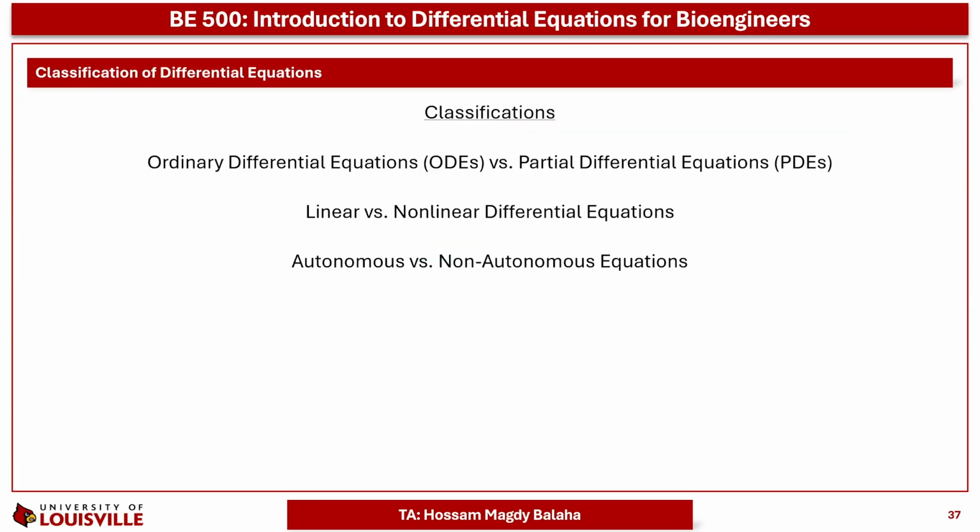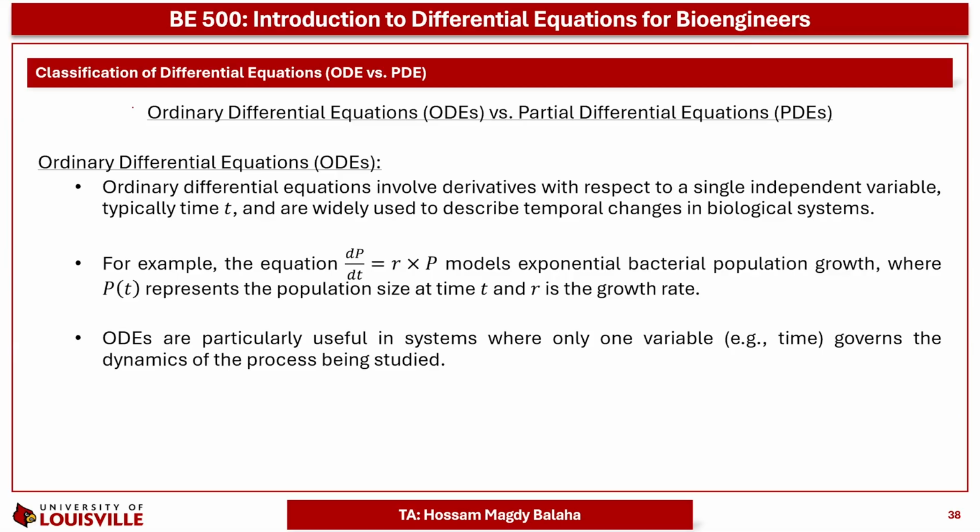So we now need to understand the classifications of differential equations. We mentioned the difference between ODE and PDE. There are two other taxonomies: linear and nonlinear, and autonomous and non-autonomous. Let's start again with ordinary differential equations and partial differential equations to understand the meaning behind each of them and introduce different examples. In an ordinary differential equation, we have derivatives with respect to a single independent variable, which is commonly the time, t.